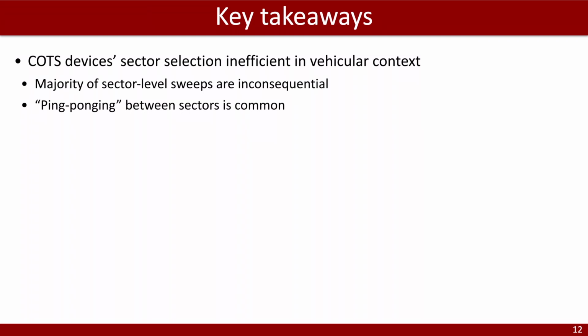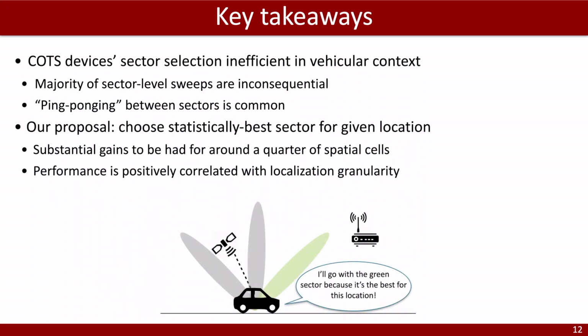In summary, we can conclude that off-the-shelf 802.11ad sector selection is inefficient when used in a vehicular context. The majority of sector-level sweeps are inconsequential, meaning they don't result in a sector change, and when there are changes, they often result in ping-ponging between two sectors. Our proposal is to instead choose the statistically best sector for a given location. Our results show that this can yield substantial gains for around a quarter of spatial cells.